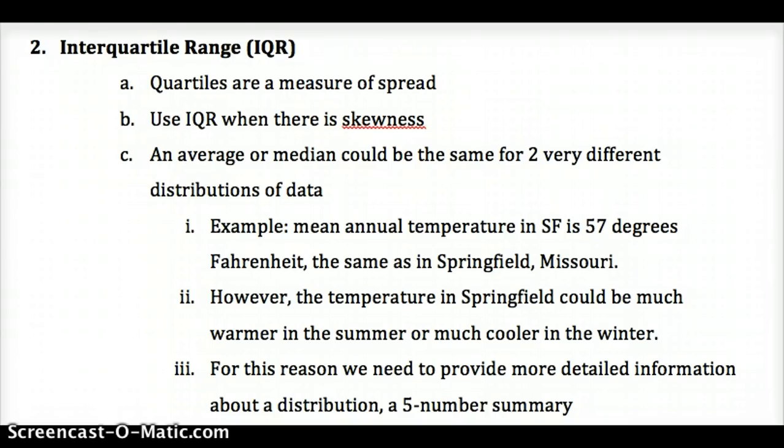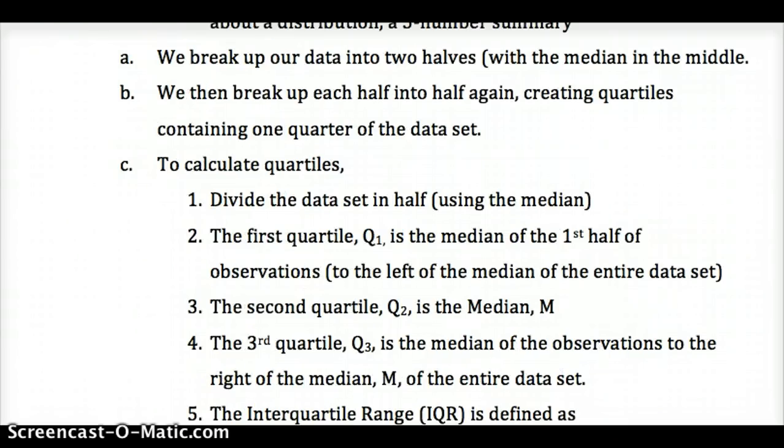So let's talk about what I mean by quartiles. Think about breaking up our data into two halves, the median being in the middle. Then if we looked at each half separately and found the median of each, that would create quartiles, meaning 4 sets of data. We have our numbers ordered from least to greatest. We would have the first quarter of our data, the second quarter, third quarter, and fourth quarter. Hence the name quartiles.